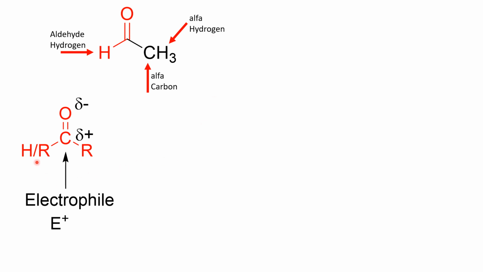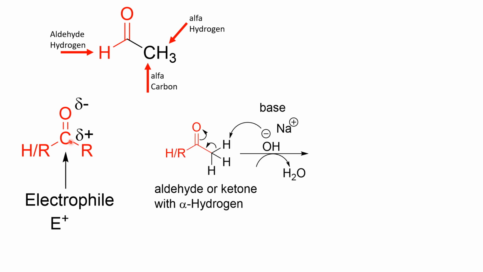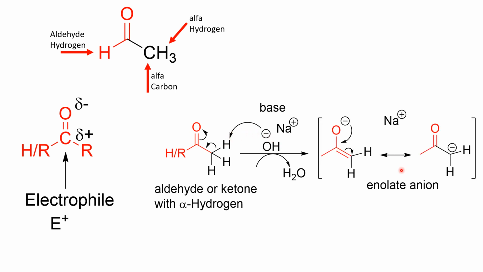Now, aldehyde and ketones are usually electrophilic in nature due to the polarity difference between carbon and oxygen, and the carbonyl carbon of aldehyde and ketone acts as an electrophile. When you put an aldehyde and ketone with an alpha hydrogen in presence of a base, the alpha hydrogen is acidic, so the base grabs this hydrogen as a proton and form an anion called enolate anion.